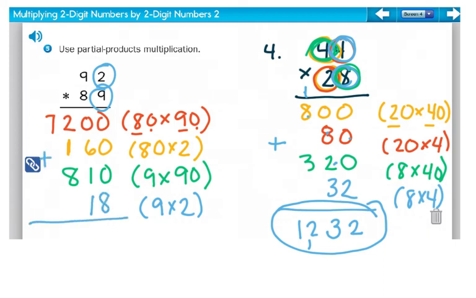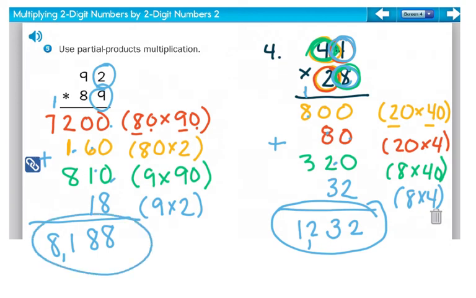I lined that up really carefully so I can go ahead and add. 0 plus 0 plus 0 plus 8 is 8. 6 plus 1 is 7 plus 1 is 8. 2 plus 1 is 3 plus 8 is 11. Put down your 1 and carry your 1, and 1 plus 7 is 8. The answer is 8,188. And I always try to circle my answer so it easily stands out from the rest of my problem.